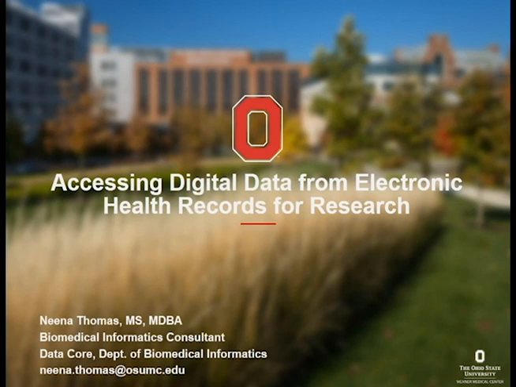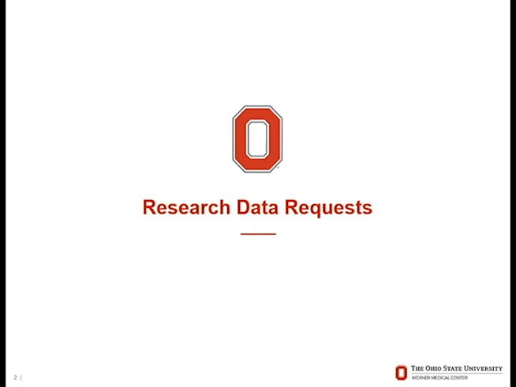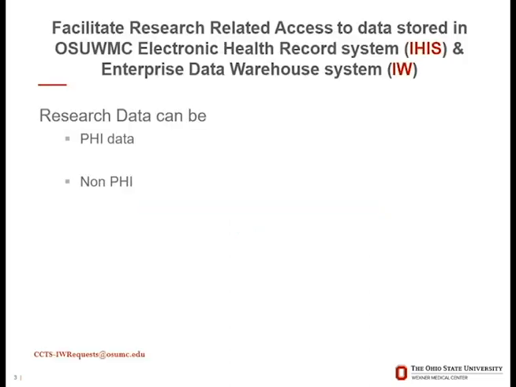The first one is called submitting a research data request. You might have heard of this mentioned as an IW request. Some people call it an IHIS data request, or an honest broker request. So whatever data request is used for research purposes, this is the method that it follows. What it provides you is, it facilitates access to data from our EHR, which is IHIS or EPIC, as well as pre-IHIS data that resides in IW tables.